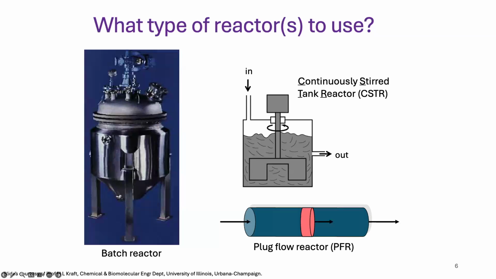So as we start to learn more about the pros and cons of different types of reactors, we'll be able to then also decide what reactor is best for the job. The 3 main types that we'll be focusing on in this module will be the batch reactor, the continuous stirred tank reactor, or CSTR, and the plug flow reactor, or PFR.